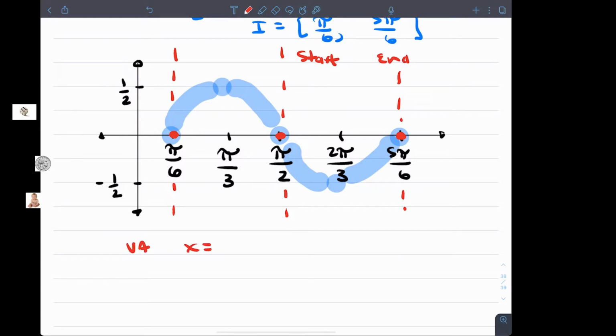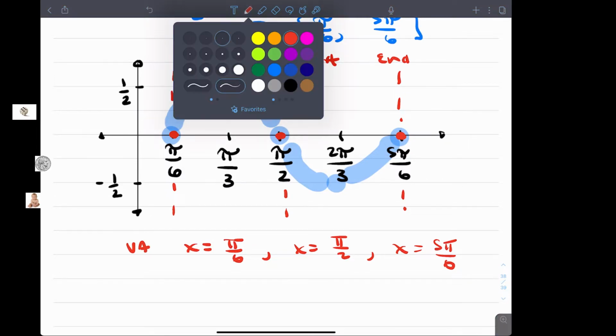X equals what again? Pi over 6. X equals pi over 2. What does x equal here? 5 pi over 6. Vertical asymptotes. These imaginary vertical lines that your curve never what? Goes through.